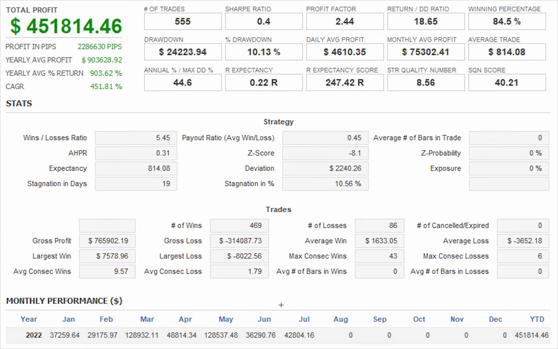All right. Now, as you can see here, this is 2% risk. This is a $100,000 account is what we started off with. In the first 6 months of the year, and then of course the one day of July, July 1st, you're up 451%. 10.13% drawdown, 84.5% win rate. All right. That is crazy. Crazy numbers.